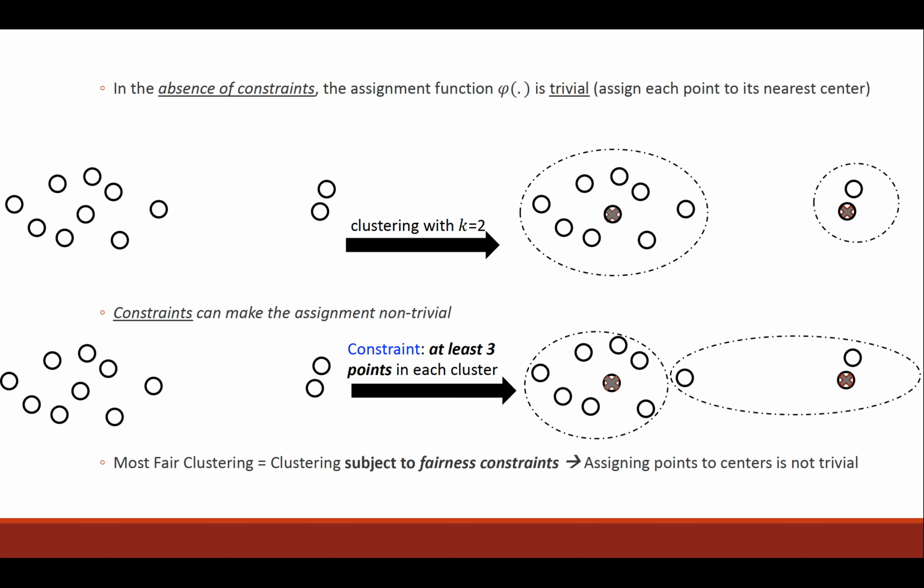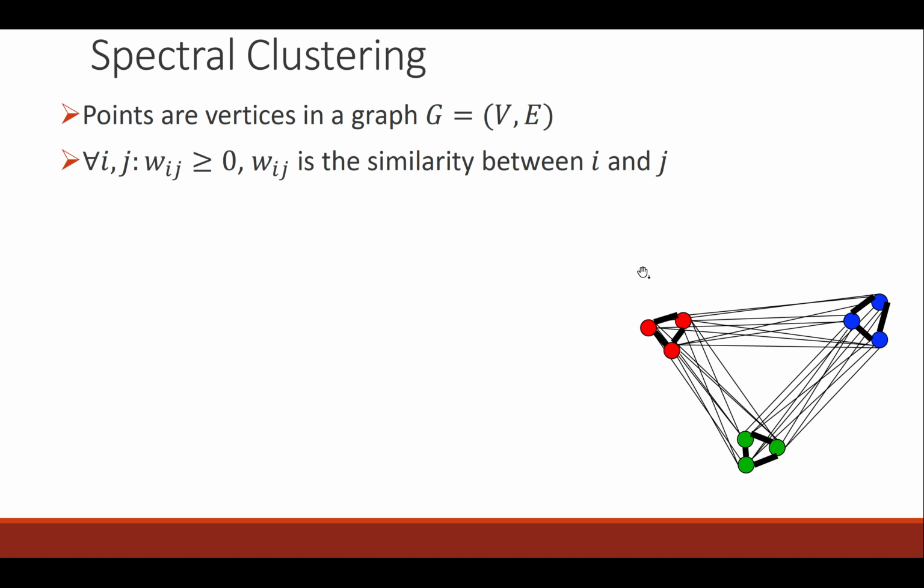Now let's talk about spectral clustering. In spectral clustering, the points that we're given are basically vertices in a graph, and for every pair i and j, we have an edge between them, and the weight of the edge w_ij indicates the similarity between i and j, and w_ij is non-negative. So we could be given the following example, where we have a collection of vertices, and the thickness of the edge indicates the value of the weight.